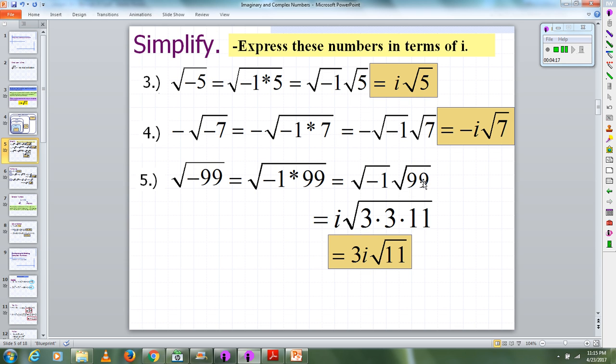Since 99, we can write it as a factor of 3 squared times 11. Since we know that the square root of 3 squared is 3, we can factor out the 3 from under the square root and end up with 3i. Under the square root, now we only have 11. So you can see right here, our final answer after we simplify will be 3i times the square root of 11.